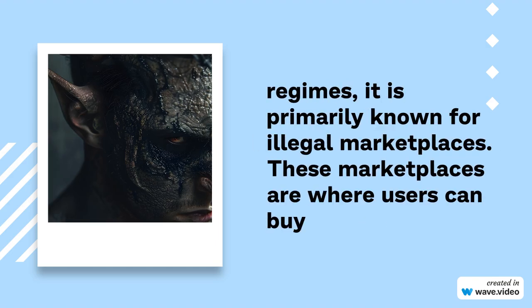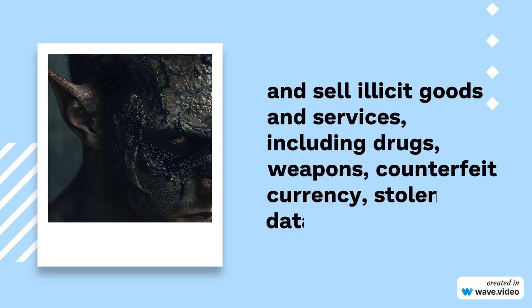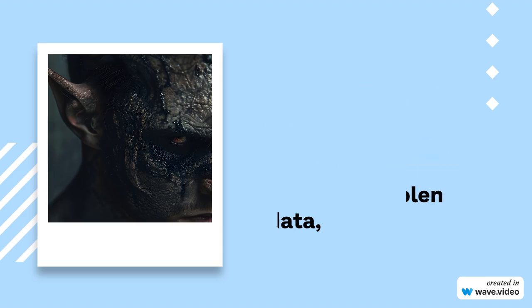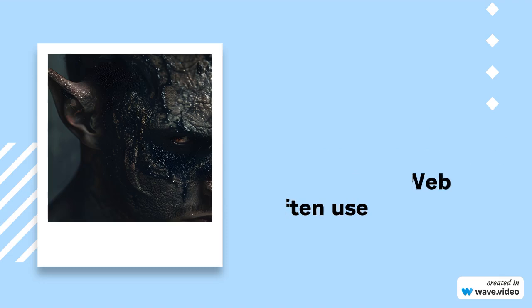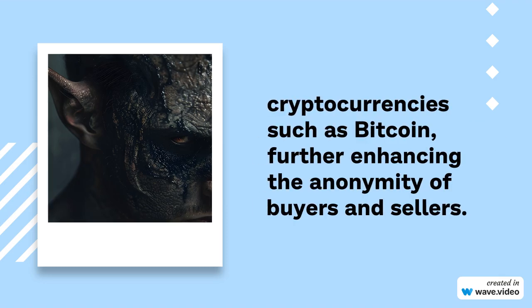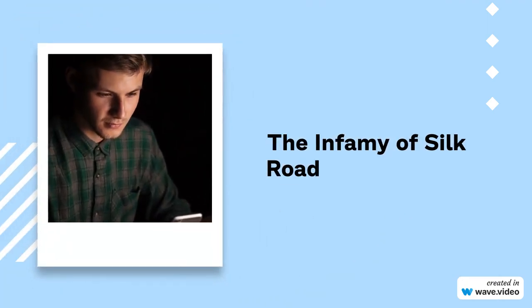under oppressive regimes, it is primarily known for illegal marketplaces. These marketplaces are where users can sell illicit goods and services, including drugs, weapons, and counterfeit currency, and illegal services like contract killings. Transactions on the dark web often use cryptocurrencies such as Bitcoin, further enhancing the anonymity of buyers and sellers. The infamy of Silk Road.